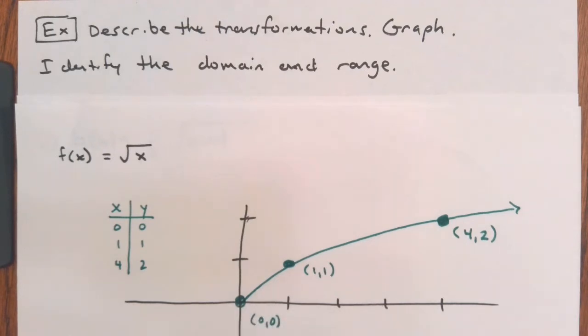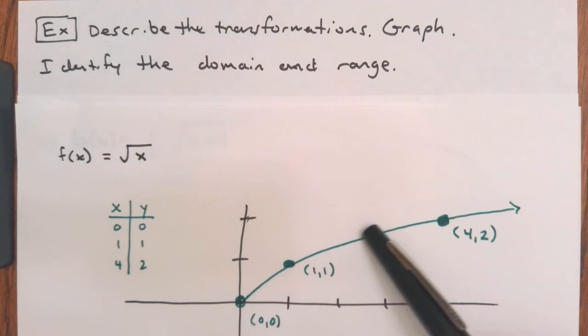have a starting point here at 0, 0. Goes through the point 1, 1, goes through the point 4, 2. Those are a couple of other easy points to find. And then has this shape. Starts out kind of steep, and as we go to the right, it still continues to go up, but a little more gently as we go to the right.